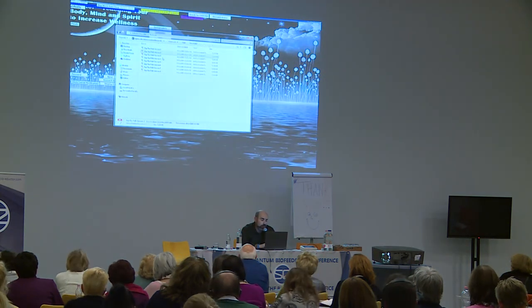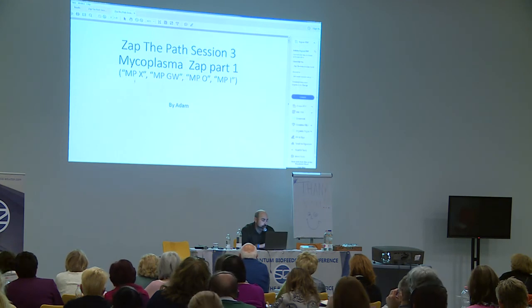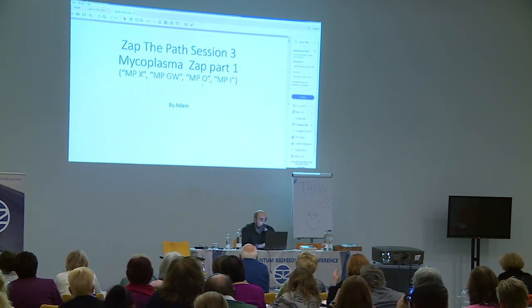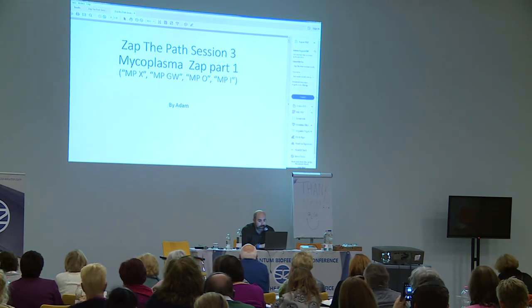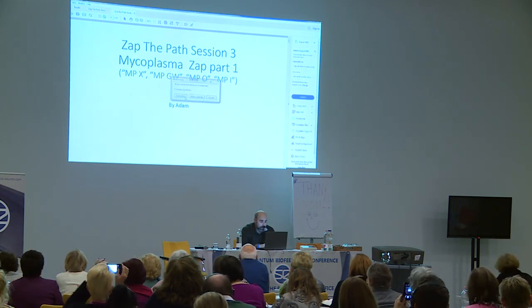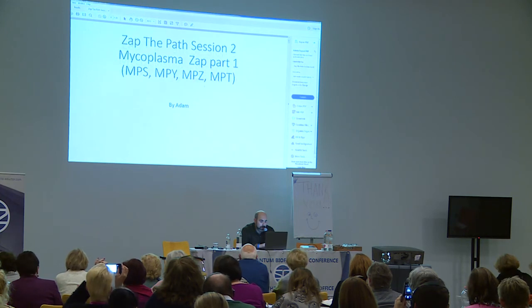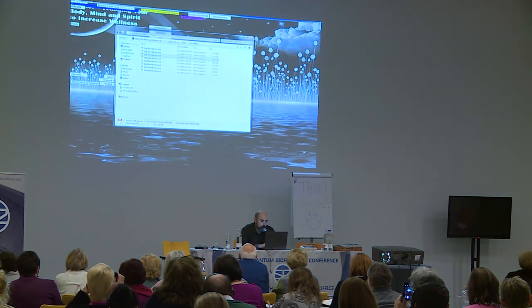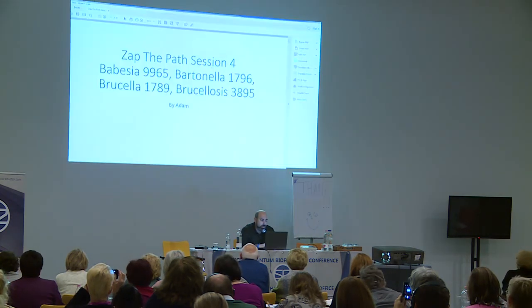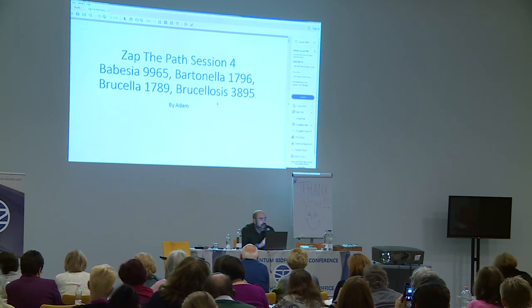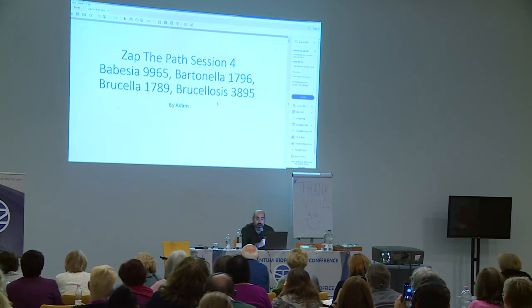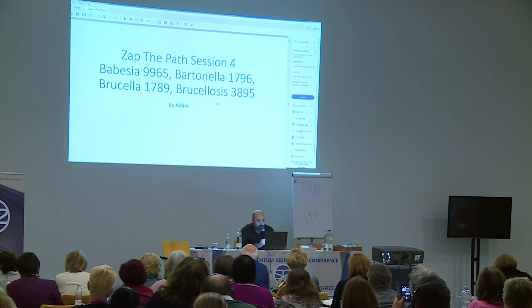In session 3, we're going to do the other 4 mycoplasmas, which would be MPX, MPGW, MPO, and MPI. All different mycoplasma variations offered through the monastery of Herbline. Whoops. Close current tab. Oh, and we want to close that one too. And then in session 4, we move into the Babesia, the Bartonella, the Brucella, and the Brucellosis. Oh, there was one precursor that I did not offer you earlier, and that is particularly when you zap rickettsia.